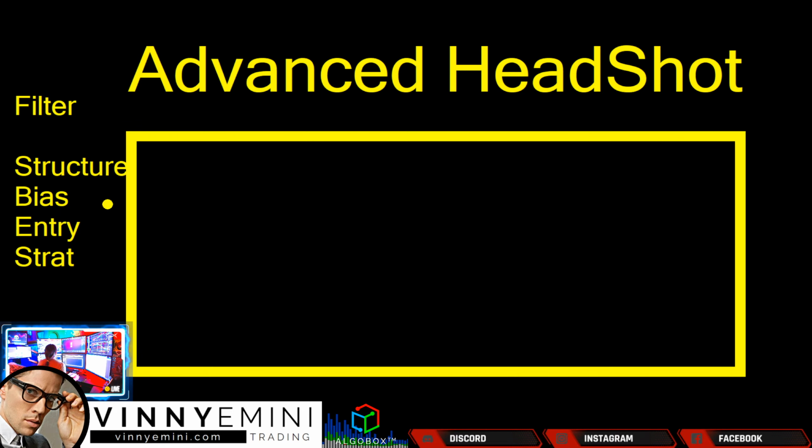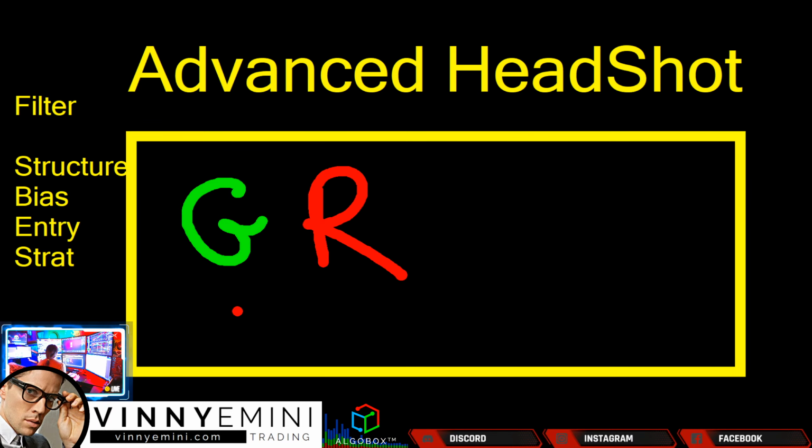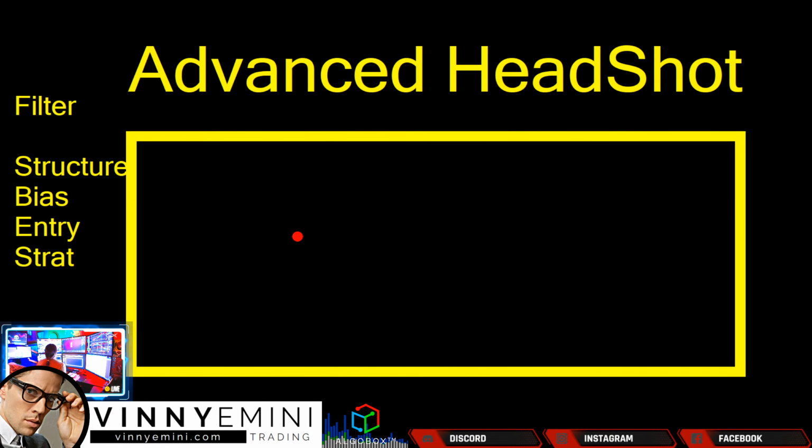So your bias, you check that, which is going to be what? We keep it real simple, right? Are we green or are we red? So longs, shorts. Once you've got those established, now we just need the entry.